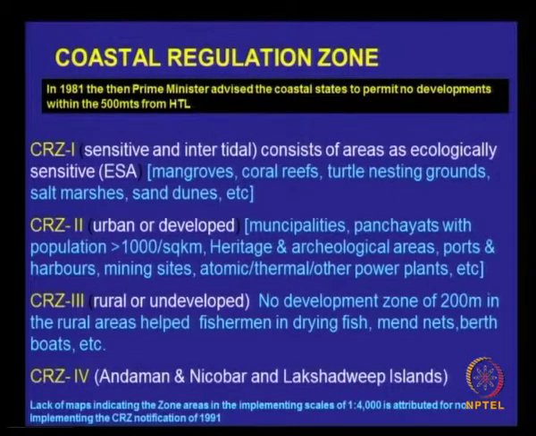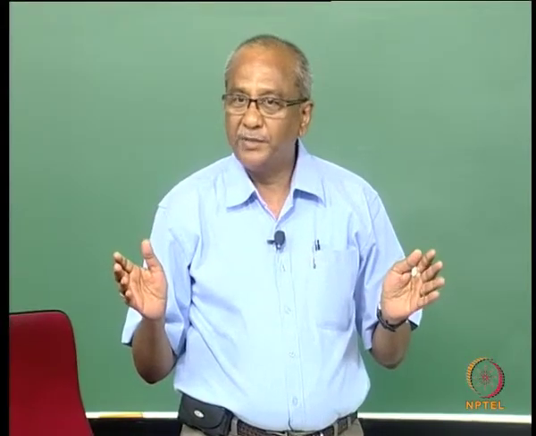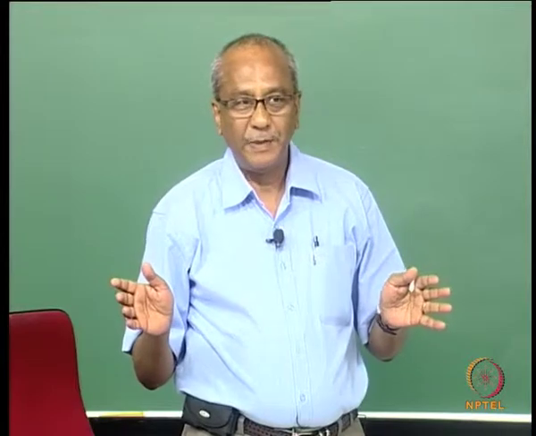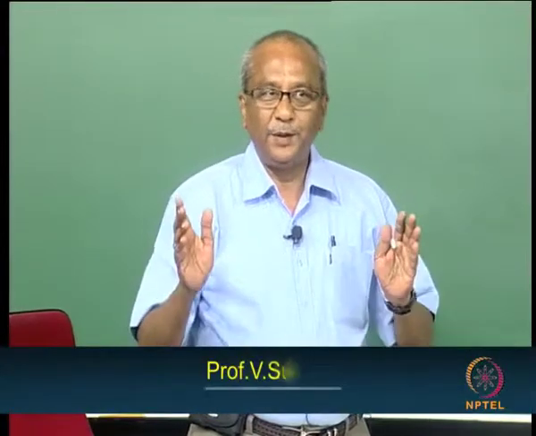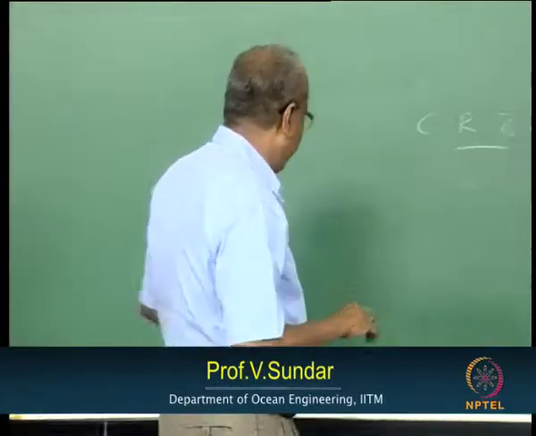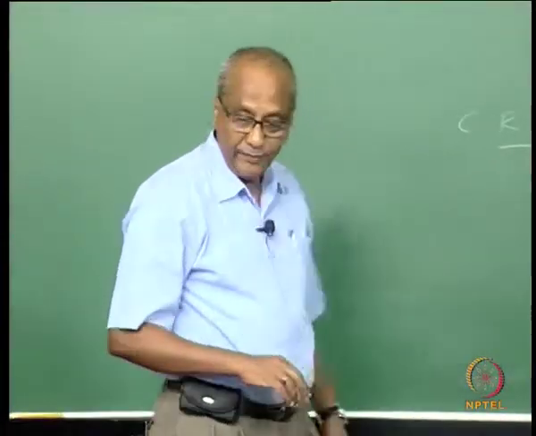Actually, in 81 the then Prime Minister Indira Gandhi advised the coastal states to permit no development within 500 meters from the high tide line, but not many maritime states really followed this. You can see so much development that has taken place within that 500 meters from the high tide line.